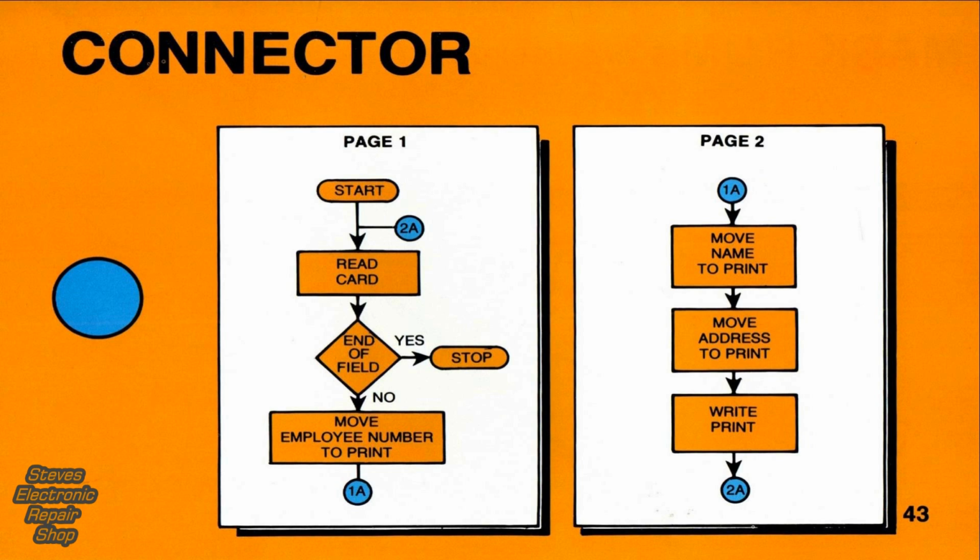Suppose we want the flowchart to repeat. We simply place a connector at the end of the flowchart. This connector branches back to the beginning of the program on page 1.